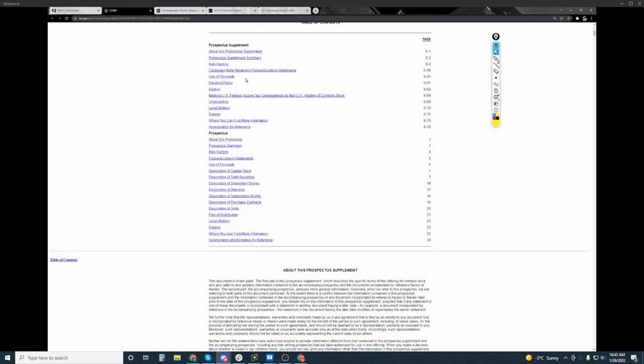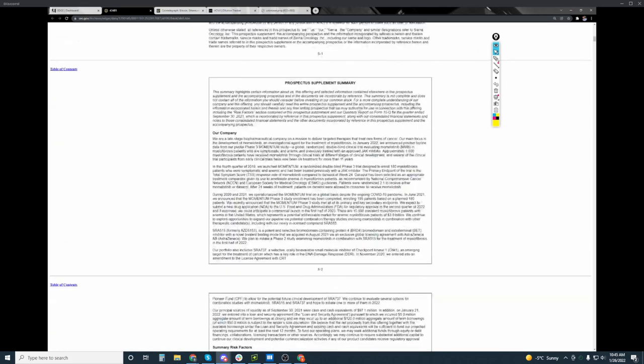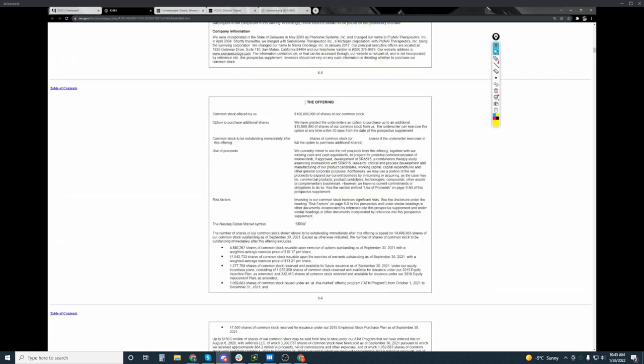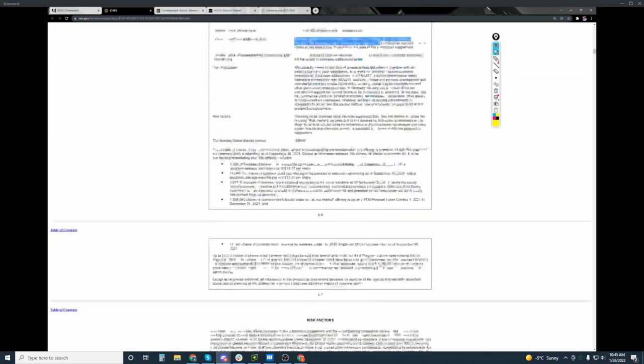We go down over here and we see the offering, they basically repeat what we just read. Over here, the underwriter can exercise this option anytime within 30 days from the date of this prospectus supplement, right? We have granted underwriters an option to purchase an additional 50 million shares of our common stock from us. So option, right? That option to do that.